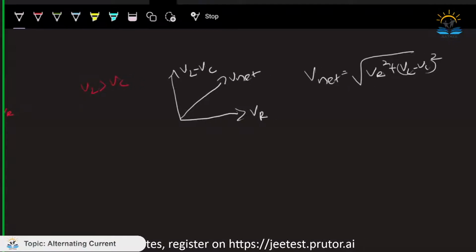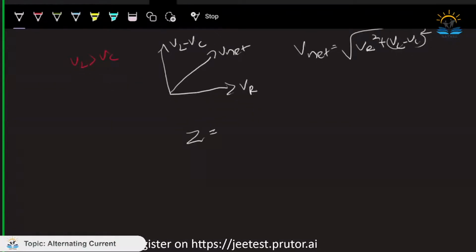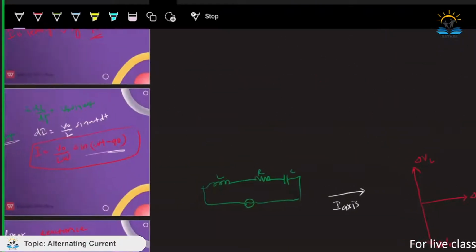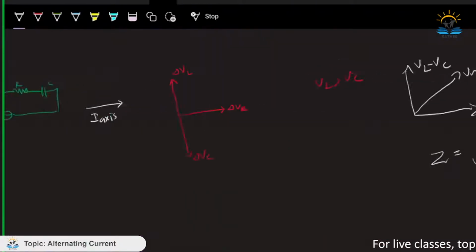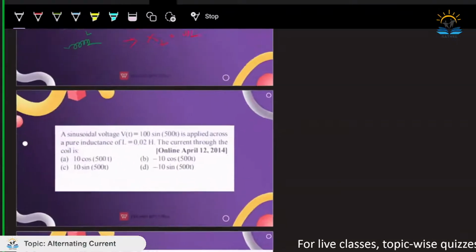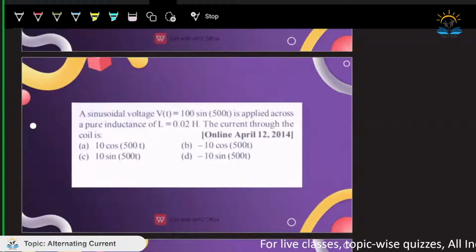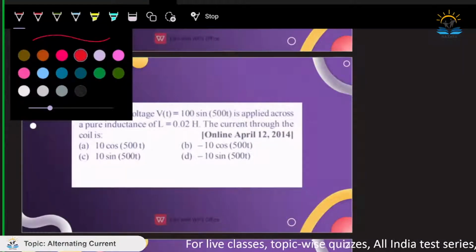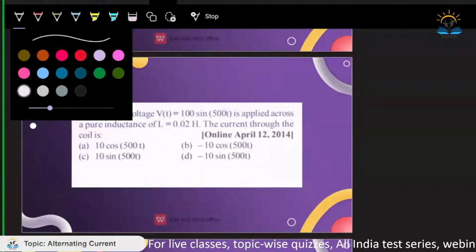And the net resistance is known as impedance Z, which is equal to root of R square plus the reactance of inductor minus reactance of capacitor, that is XL minus XC, whole square. Okay, easy. So this is our first question. These equations will get clarity when we solve problems.